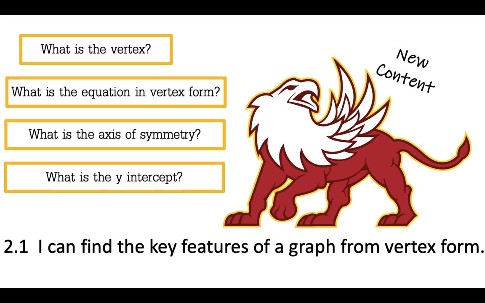Ladies and gentlemen, this target is: I can find key features of a graph from vertex form. The four things that are going to be covered in this screencast are: what is the vertex of a parabola? What does the equation look like in vertex form? What is the axis of symmetry? And what is the y-intercept? This is new content. It's not a refresher. Some of this will look familiar, but you'll see some new things woven in as well.